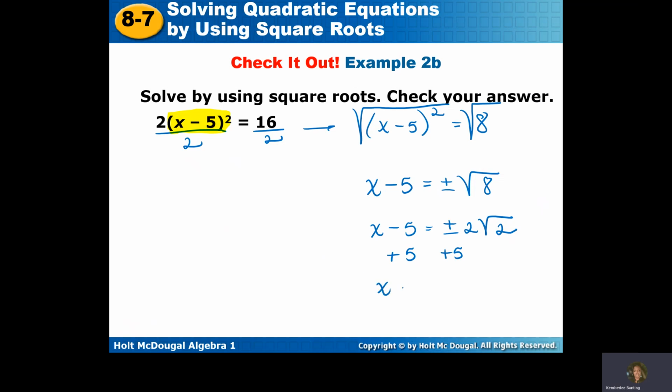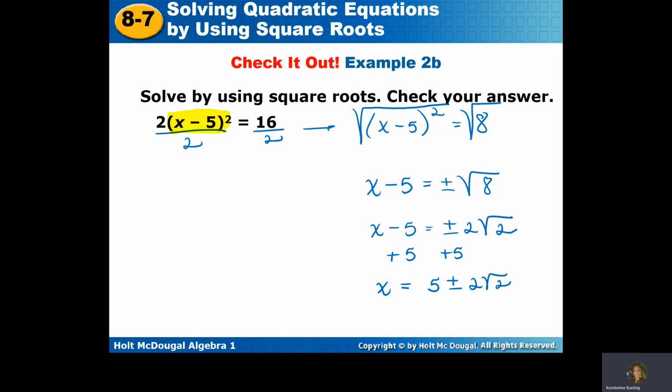Now I'm going to have x equals 5 plus or minus 2 root 2. I just slid it right in front of it, because the plus or minus really means add or subtract, right? Either I'm going to take that 5 and add 2 root 2 to it, or I'm going to take that 5 and subtract 2 root 2 from it. Does that make sense? It's a little weird, I know.